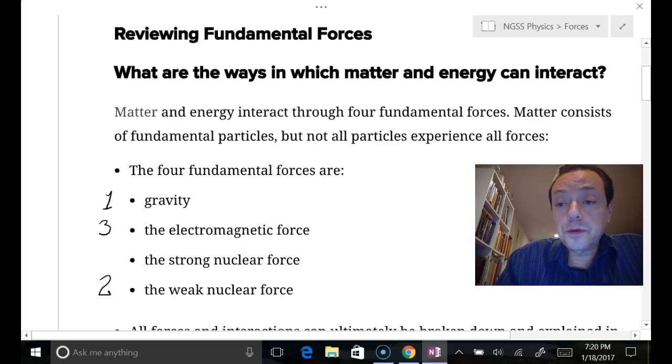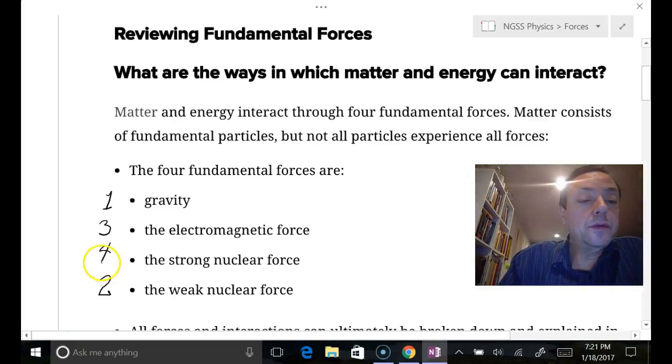And the strongest of all the forces, because it can take protons and cement them into the nucleus, is the strong nuclear force. Even though these protons, all having positive charges, want nothing to do with each other and want to strongly repel each other, the strong nuclear force can overcome that and keep all those protons tightly bundled in the nucleus. So the strong nuclear force is the strongest fundamental force.